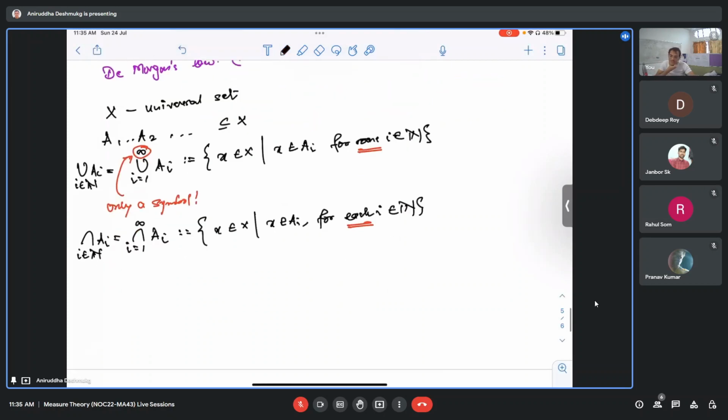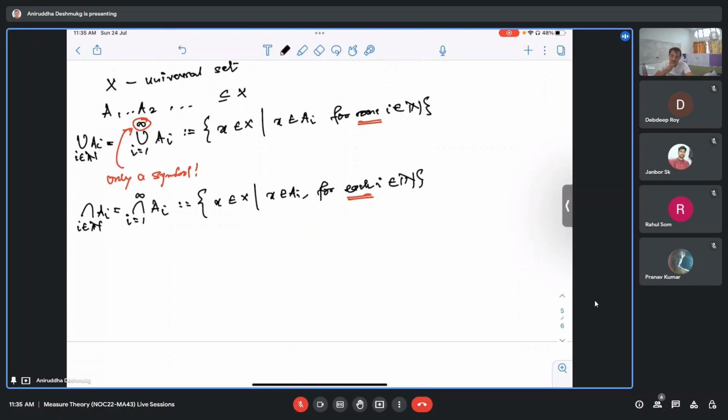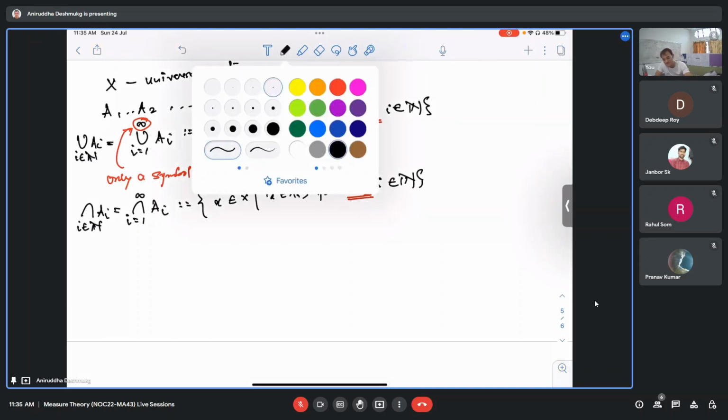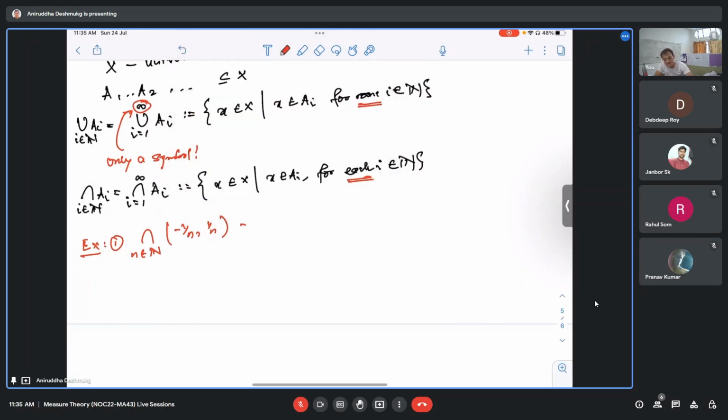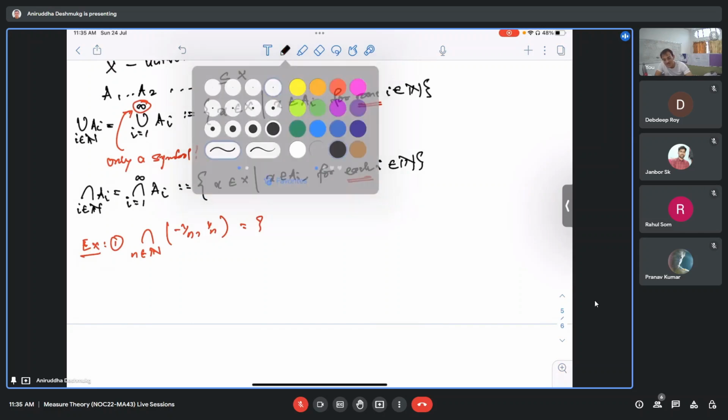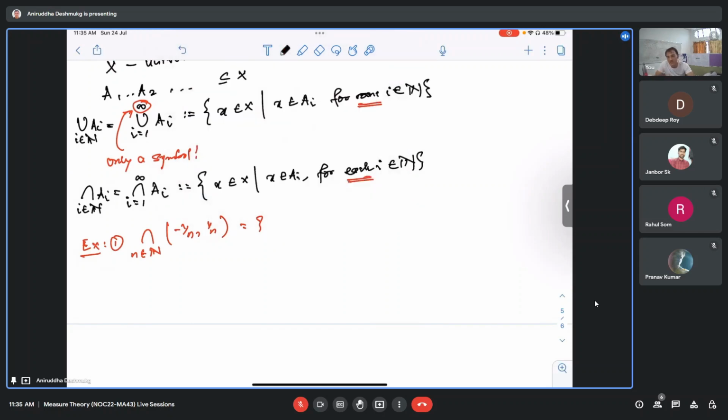Okay, so how to find these? Let us see some examples. Especially when dealing with this type of infinite intersections, we are going to use the Archimedean property. Let me give perhaps two examples. Let us try to find the intersection of the intervals from minus 1 by n to 1 by n. Again, this is a very classic example to study the Archimedean property. The first question should be whether this is empty or not.